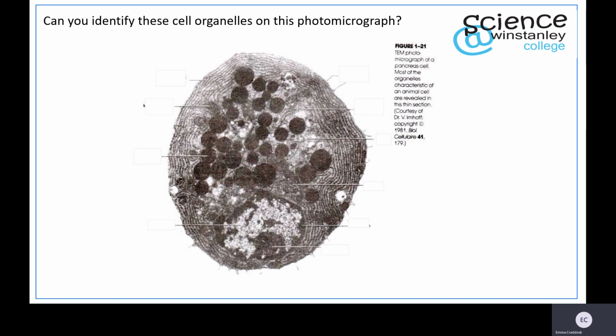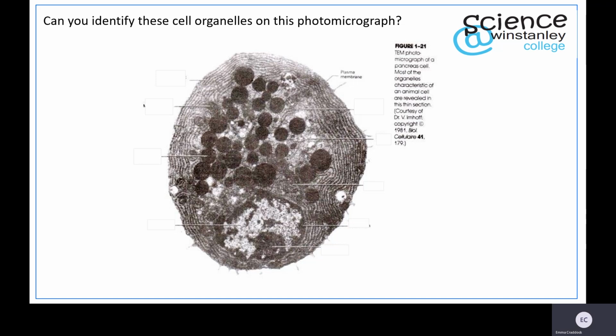You will be expected to identify cell organelles on a photomicrograph. So here is your opportunity. I would like you to pause the video and have a go at identifying the organelles that I have identified for you there with the arrows. I will go through the answers in a moment. So pause the video and have a go.